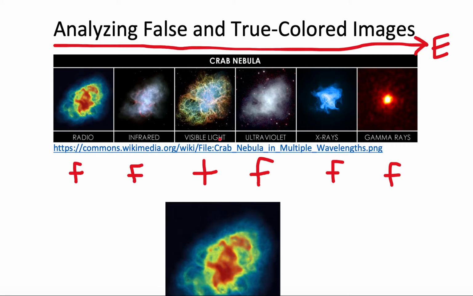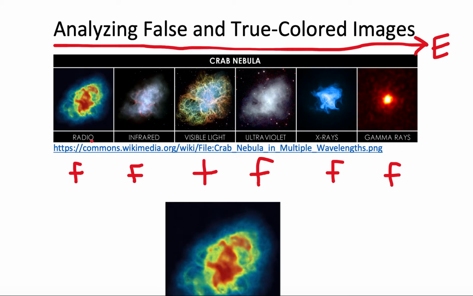But if you tried to look at the Crab Nebula in radio waves, you wouldn't see anything. Your eyes don't see radio waves. You would see just the color black for radio waves. Your eyes can't see sound waves passing through the air around you. You hear it, but you can't see it. So that's an example of radio waves that you can't see.